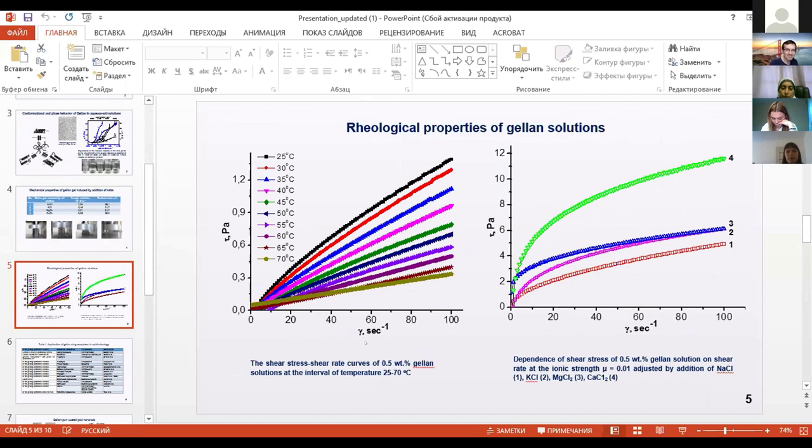First, we studied the rheological properties of Gellan for use as an agent for drilling fluids and for reagents for enhanced oil recovery. So you studied this interval of temperature. First time for oil chemistry. Okay, thank you.